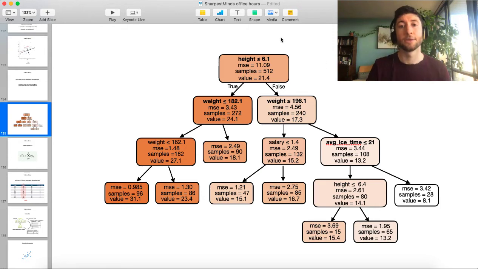Okay. So what we're going to do is imagine putting those 512 samples into a bucket of data, and that's represented by this first rounded rectangle at the very top here.